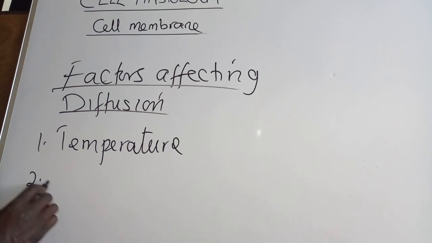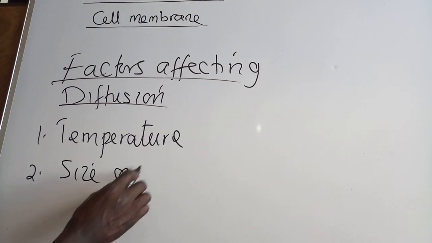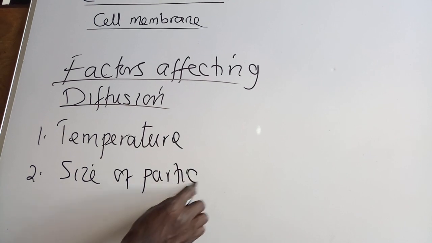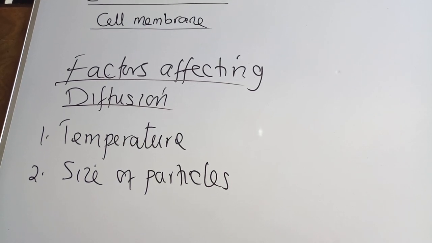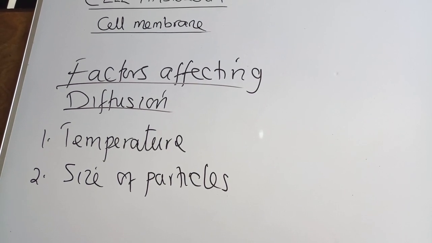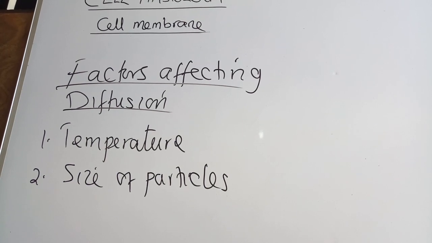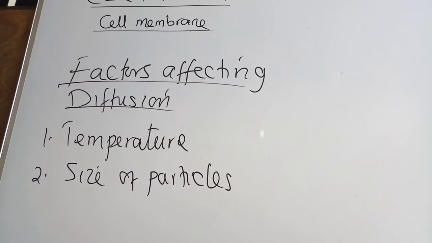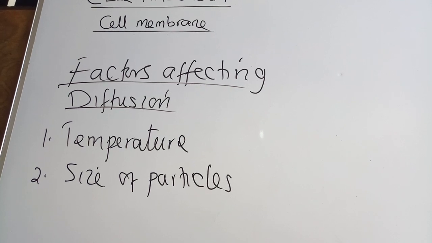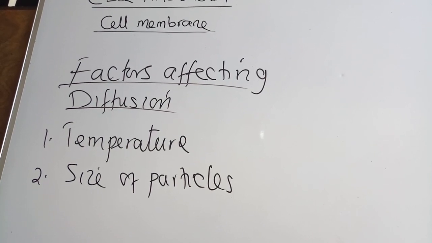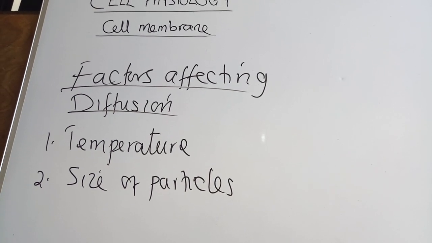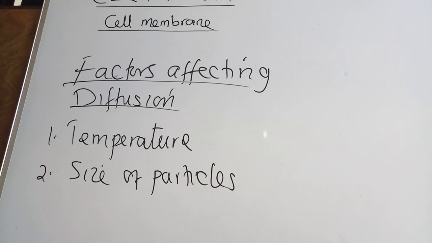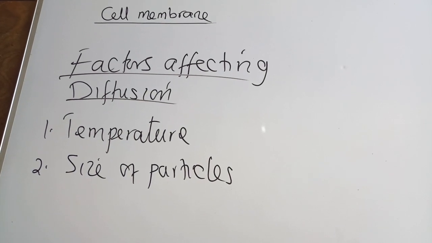Second factor, size of particles. If particles are large, then it means they will be heavy. So large and heavy particles usually move slowly. Small sized particles are light and therefore move faster. So the smaller the particle, the faster the rate of diffusion, because particles are light and therefore move fast. The larger the particles, the slower the rate of diffusion, because particles are big and therefore move slowly.